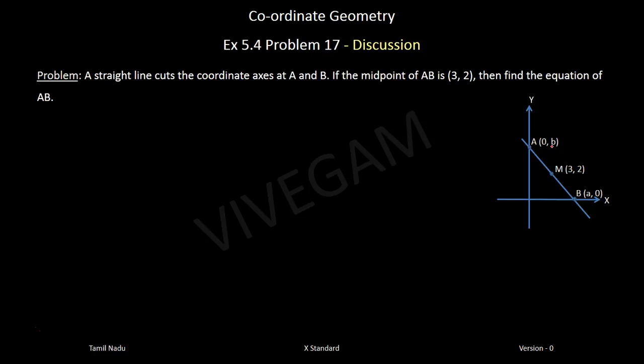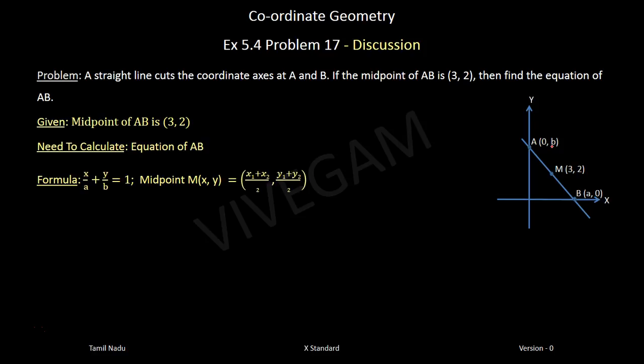As you can see, we are talking about intercepts, so we can use the intercept form. Given the midpoint of AB is (3, 2), we need to calculate the equation of AB. The midpoint M is ((x1 + x2)/2, (y1 + y2)/2). If you have seen earlier problems, they were given one point, so what you can do is take x/a + y/b = 1 as the equation of the straight line.